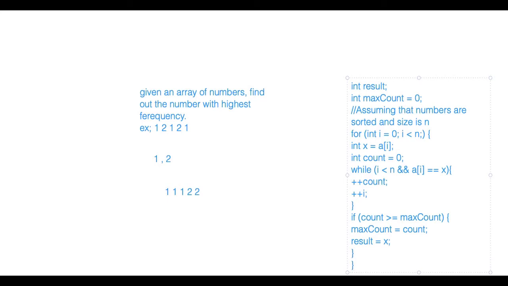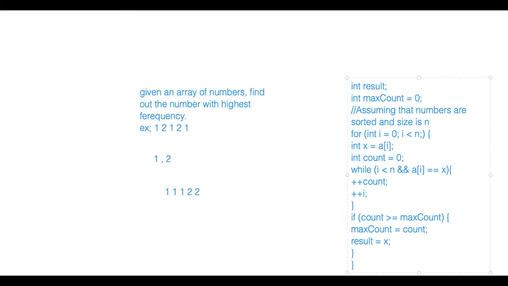So let's understand this. If we are not confident, we will find out why it's not working. So we will start. First of all, result has nothing. Max count is 0, right? We will start from a of 0. What is the value of x in the beginning? The value of x in the beginning will be 1. Count is 0. So in this loop, what will happen? Since a of 0 is equal to 1, we are good.